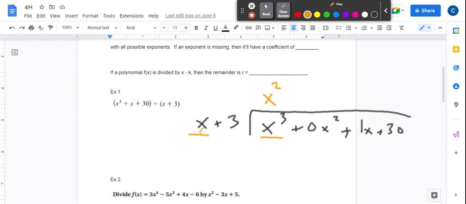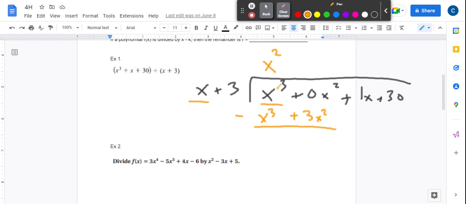Okay, so now we're going to multiply x plus 3 times x squared. So x times x squared is x cubed. 3 times x squared is 3x squared. Bring it down underneath, and now we subtract. X cubes cancel out. 0x squared minus 3x squared is negative 3x squared. Okay, next we're going to pull this 1x down.